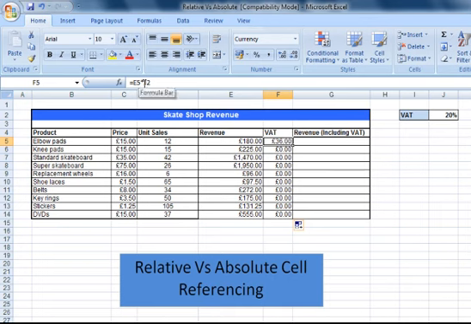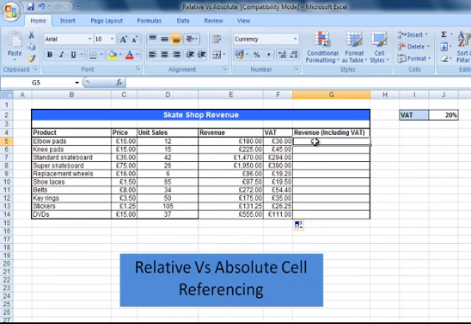So to do this, what we do to fix it in that position, we put a $ sign in front of the J and a $ sign in front of the 2. Press enter. Now if we drag this formula down, it will have worked, and what's happened is that J2 has remained constant all the way through.